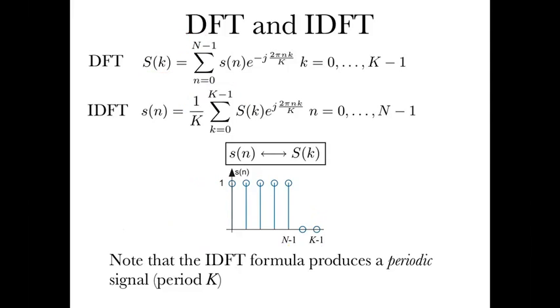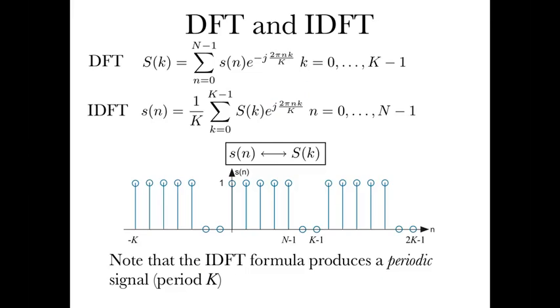Now I should point out a technical point about this inverse DFT. Note that I have evaluated it only over the range 0 to n minus 1. Well, what happens if I evaluate it outside that range? Because of the properties of the complex exponential, the inverse DFT formula produces a periodic signal. This complex exponential is periodic with period capital K. So what happens is you start evaluating it at n negative or n bigger than capital N minus 1, what you get are periodic repeats of the original signal.